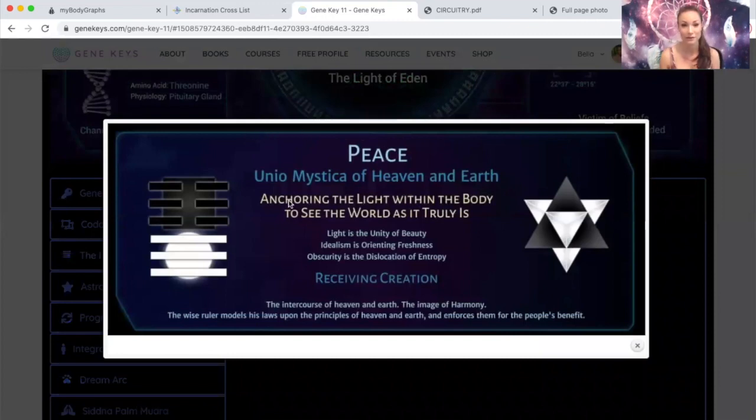You know, this is the sacred union or the mystical union that I always speak about. It's about anchoring the light within the body to see the world as it truly is. And this has truly been my journey, to even want to trust enough to anchor in the body has been huge for me. Having so many 6 lines, having so much attunement to spirit, to actually trust the body. And I also have the 46 in my EQ, which is also you kind of have to be grounded emotionally in order to trust the bliss and ecstasy of that gene key.